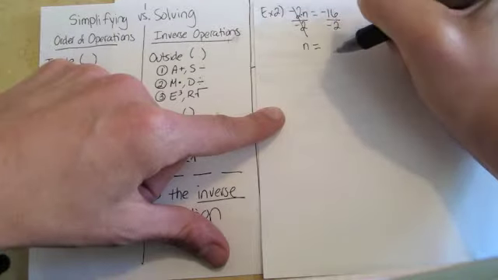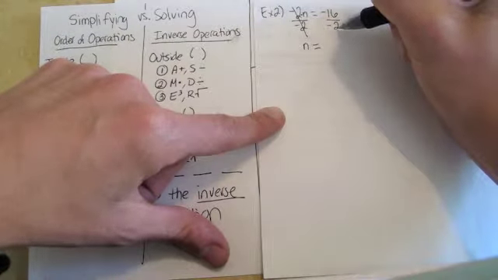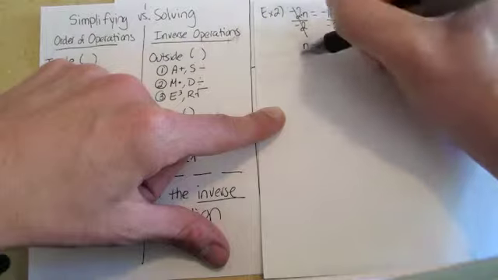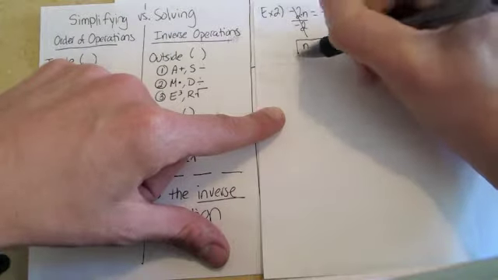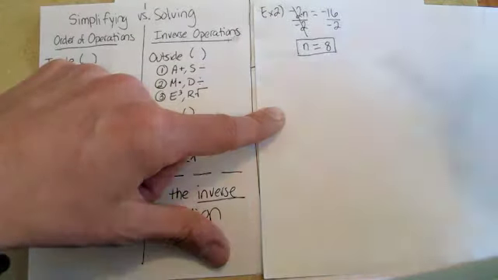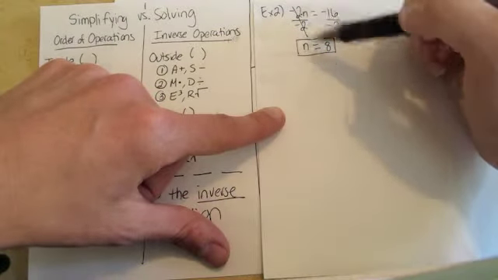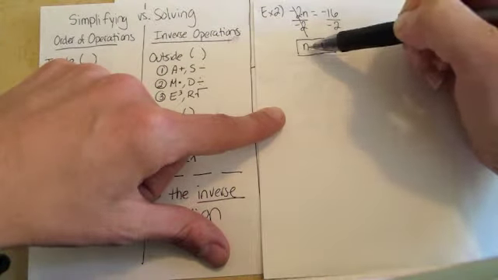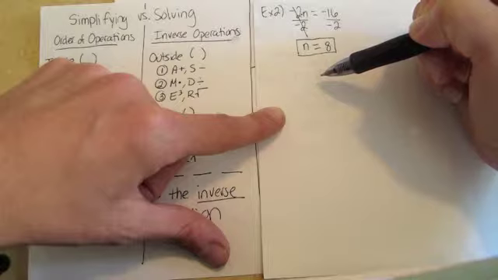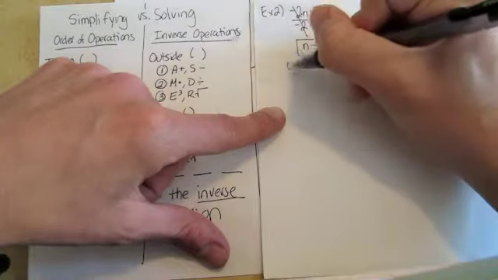We bring down our equal sign. A negative divided by a negative is a positive, and we're done. N equals 8. So whatever n is being multiplied by, that's what you're going to divide by. And since now n is totally by itself on one side of the equal sign, I'm finished.